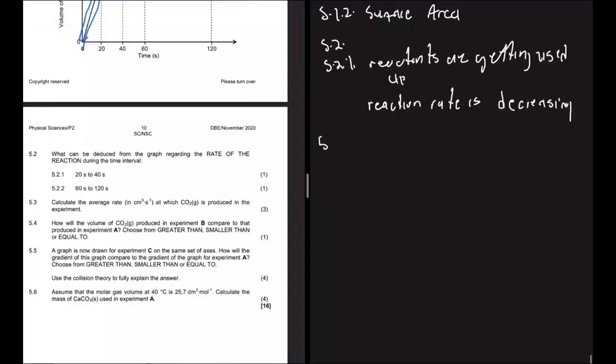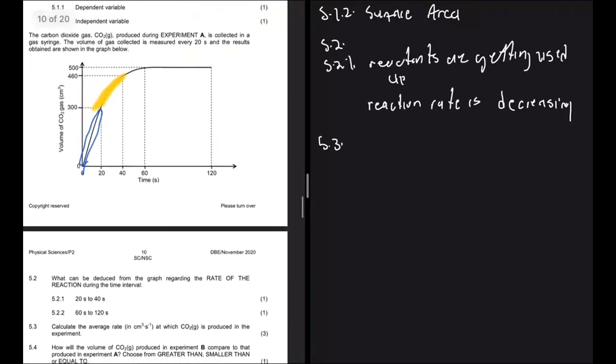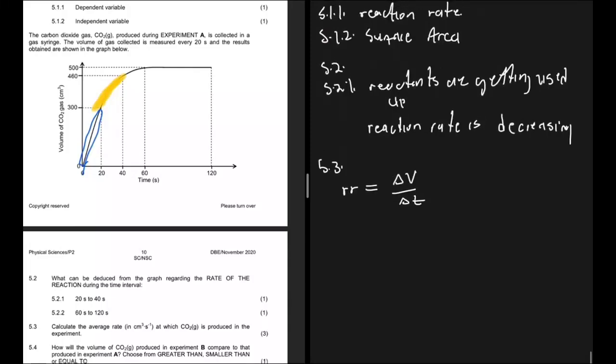And then 5.3 says calculate the average rate in cm³ per second at which CO2 is produced in the experiment. So for CO2 we are given the volume, so our reaction rate will be the change in volume divided by the change in time. And then we want the average. When we want the average, we have to consider the entire time interval. If it says between 20 and 40, then we just use the interval 20 to 40. But it said the average, so we have to use the entire interval.